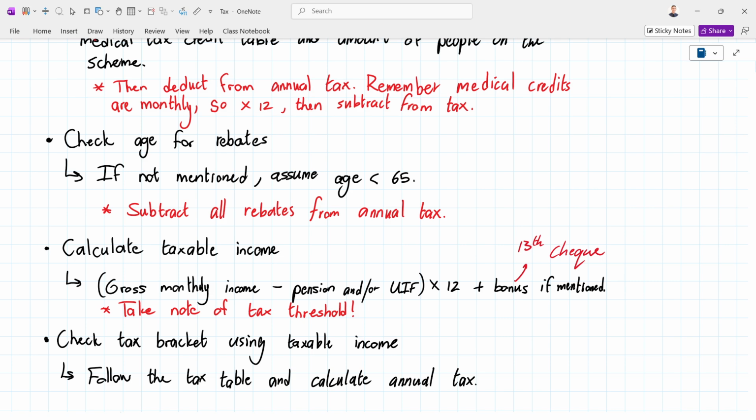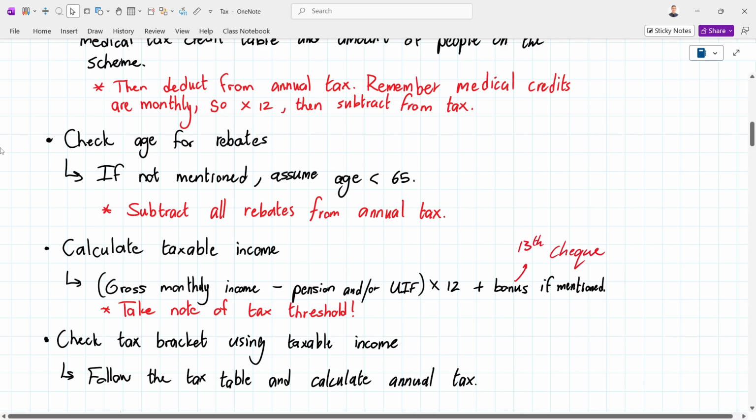And take note of the tax threshold. Sometimes they can try and trick you. I'll talk about the tax threshold and what that means in a second. And then lastly, check what bracket this person's going to fall into, and then just follow the tax table.